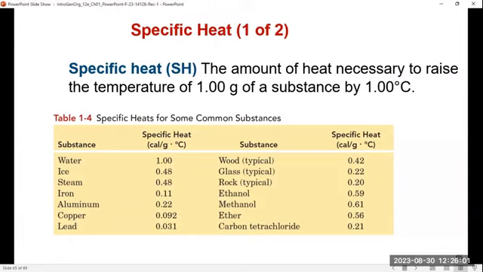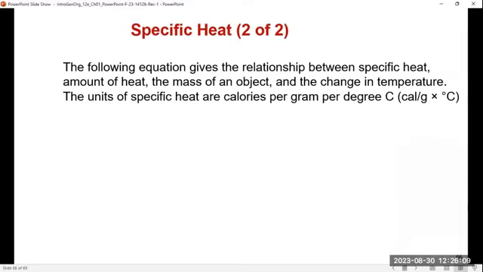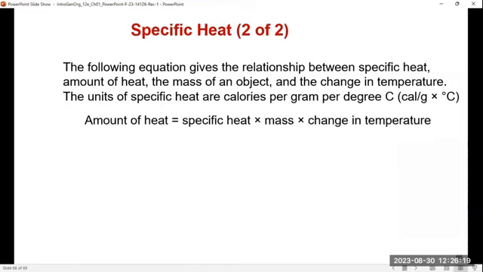Now, how do you calculate the amount of heat absorbed by an object? The amount of heat absorbed or released by an object is its specific heat times mass times change in temperature. Change in temperature is the final temperature minus the initial temperature. SH is the specific heat, M is the mass, T2 is final, T1 is initial.